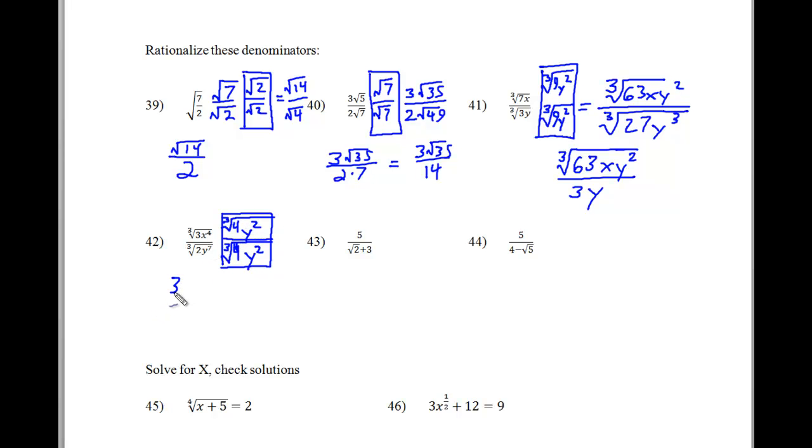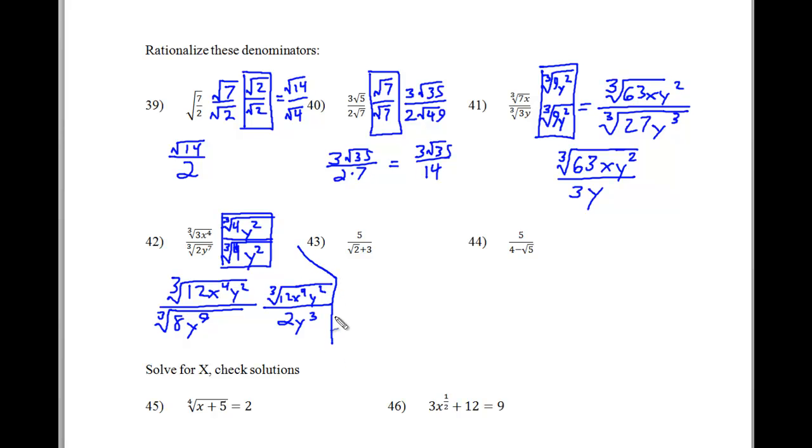The numerator is now the cubic root of 12 x to the 4th y squared. The denominator is going to be the cubic root of 8y to the 9th. So what that means is that my numerator, the cubic root of 12x to the 4th y squared, over 2y cubed, because the cubic root of 8 is 2, and the cubic root of y to the 9th power is y cubed.